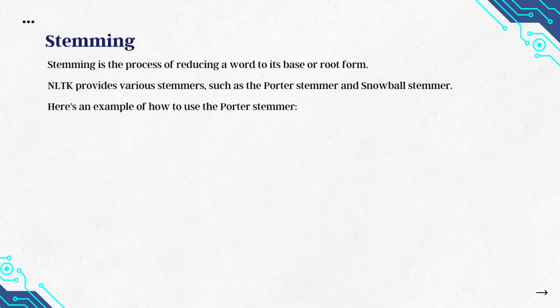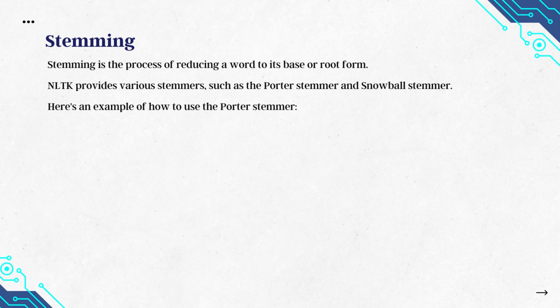The next step is stemming. Stemming is the process of reducing a word into its base form or root form. The stemming is done by removing some letters from the end of the words.